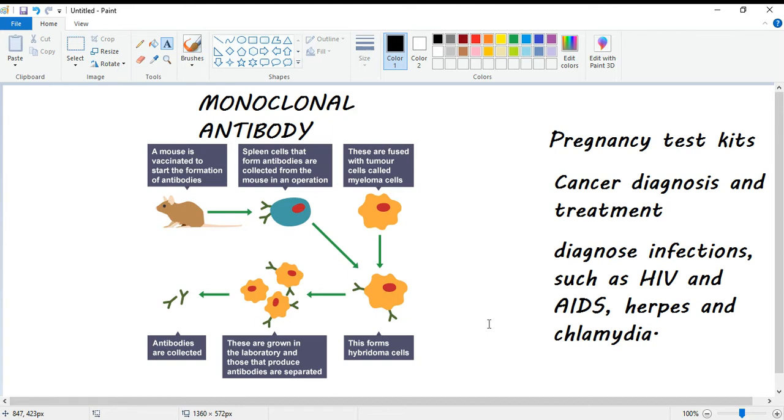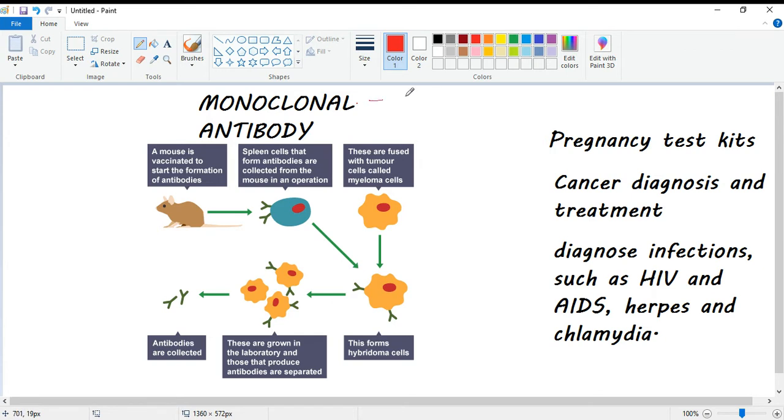Now in today's class we are going to learn about monoclonal antibodies. Okay, so we will learn the production of monoclonal antibodies, how they are produced. First we need to understand the meaning of monoclonal.